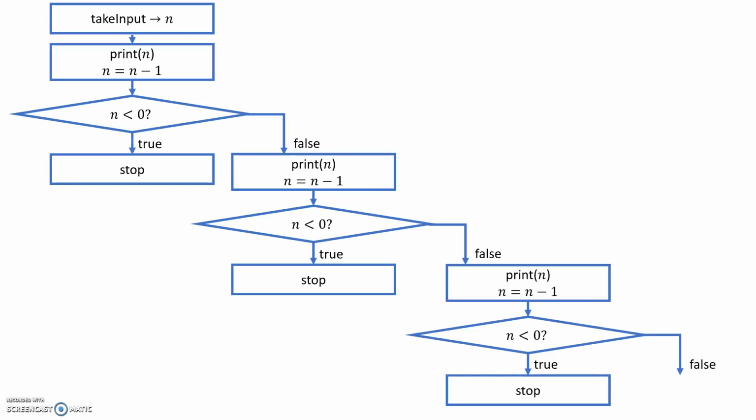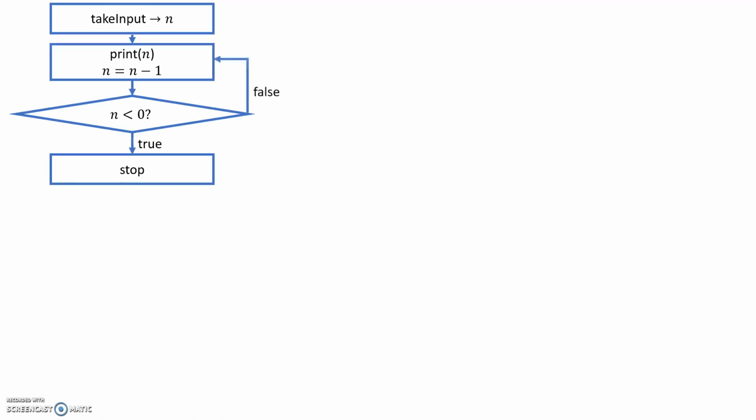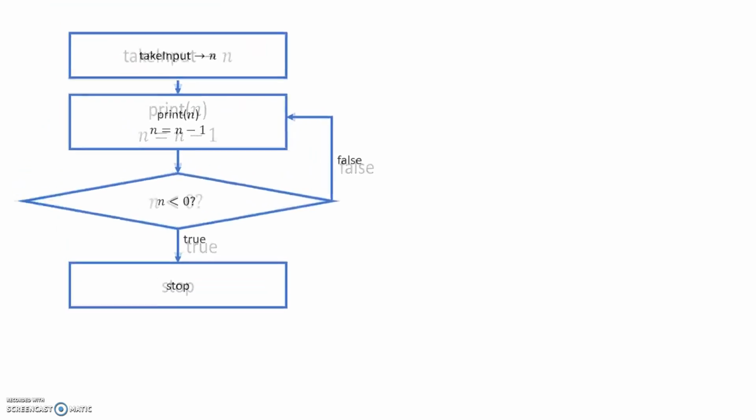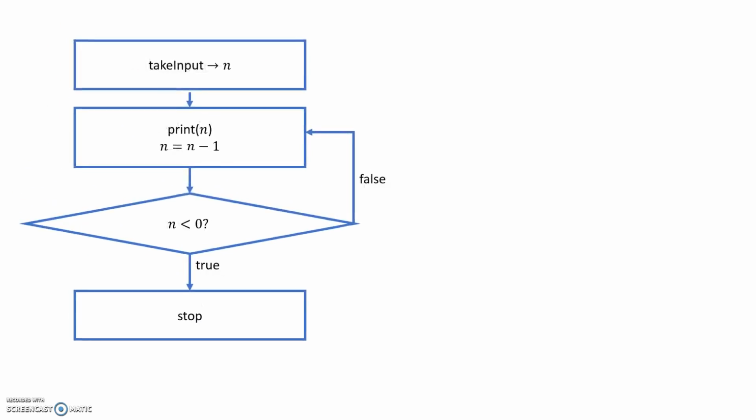And we keep repeating the same process, and so same thought. We collapse all the infinite layers and replace it with an arrow that points backwards. So as long as n is not negative, we go back, print n again, and subtract 1 from n. And you can write this out in code using a while loop.